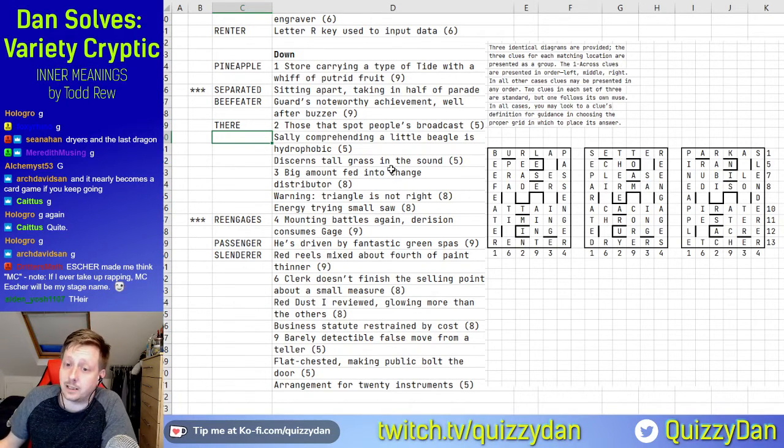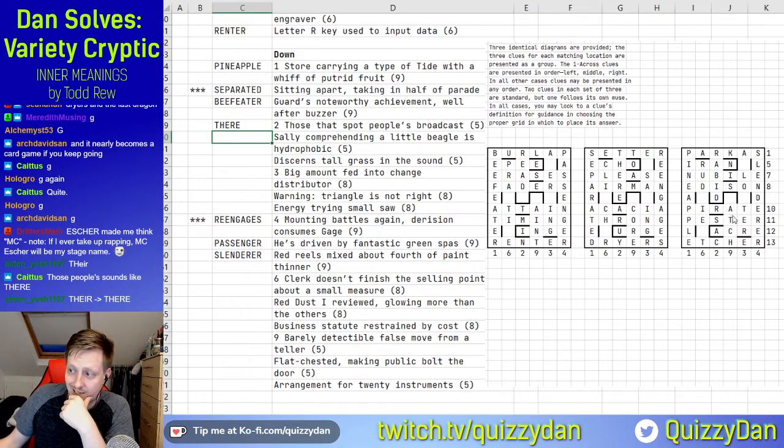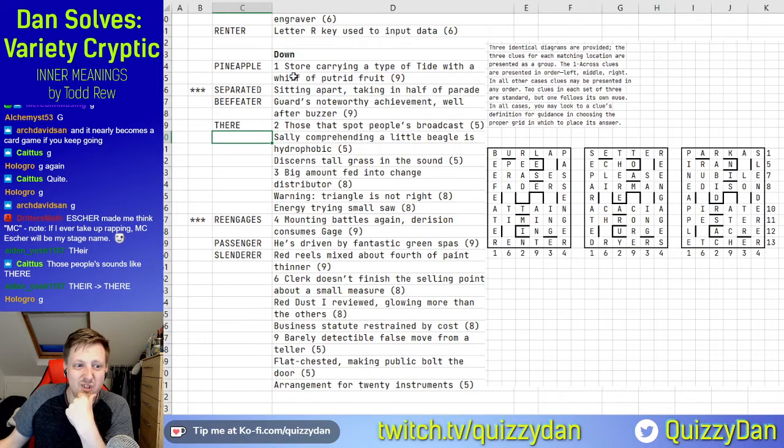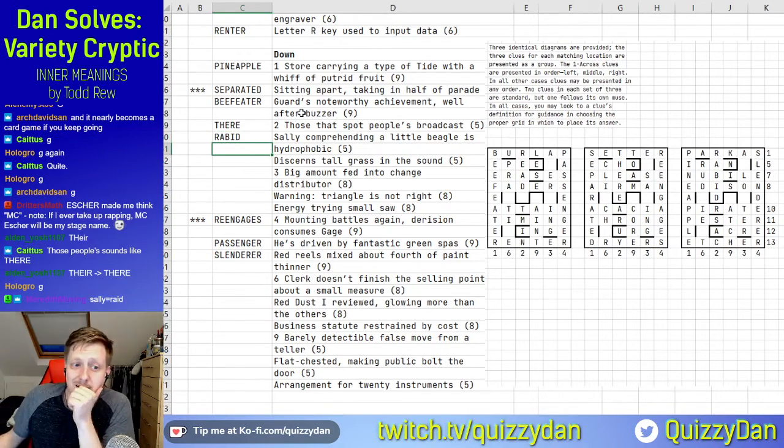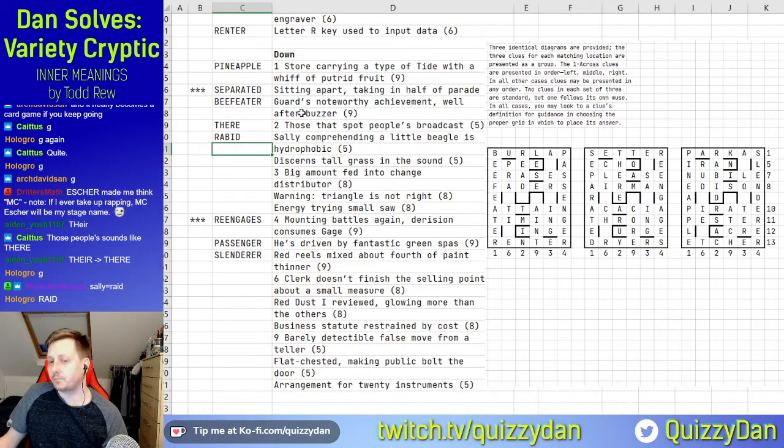Sally, comprehending a little beagle, is hydrophobic. So that's rabid, but why is it rabid? Hydrophobic is rabid. A little beagle is AB, so rid. It's definitely rabid. To Sally is to raid. Okay.